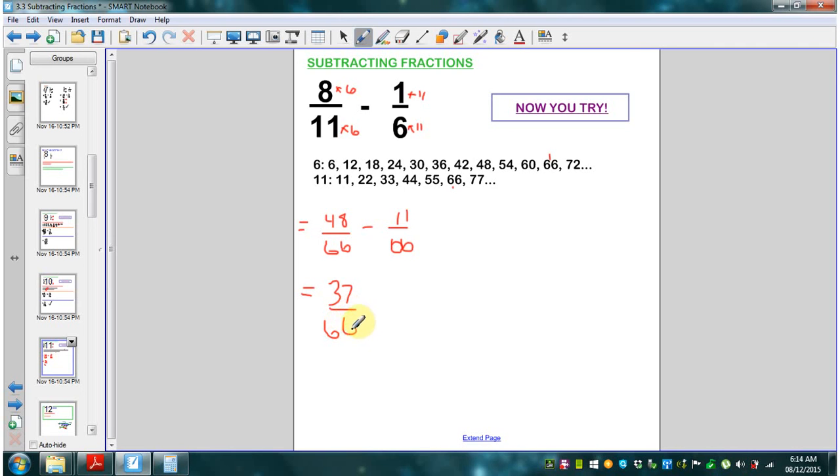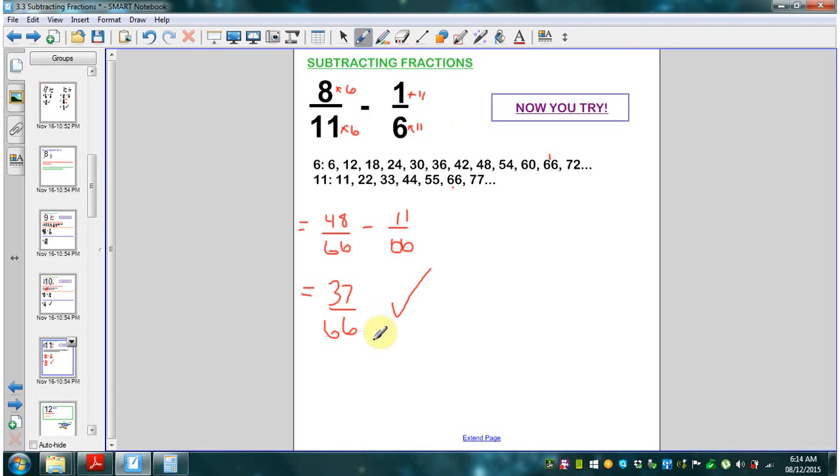That one's a bit harder. We're working with a little bit more difficult numbers, and it was a little bit harder to find our common denominator. But trust your steps. Just keep using the same steps, and you should avoid little mistakes if you follow through the same way every time. So 37 over 66, that actually can't be simplified, so that is our final answer.